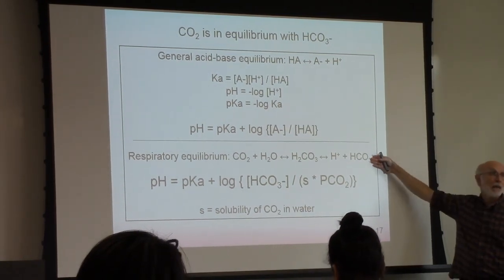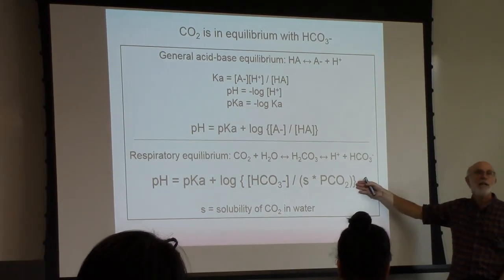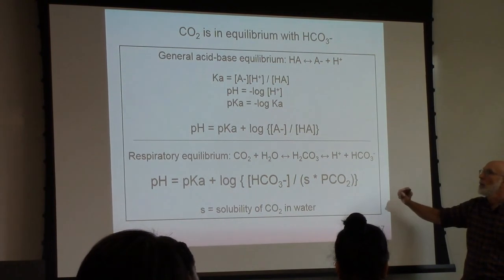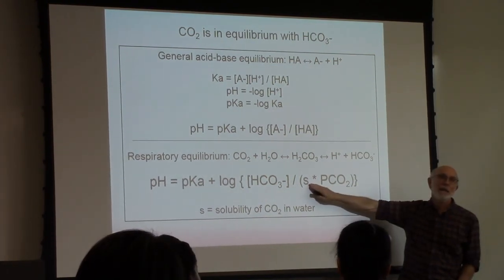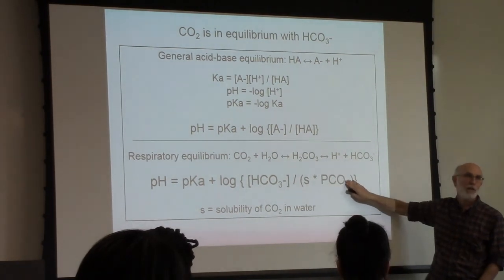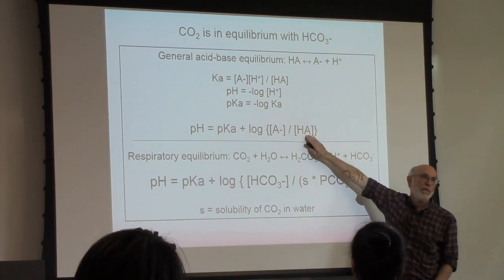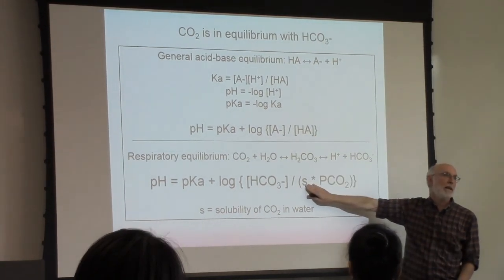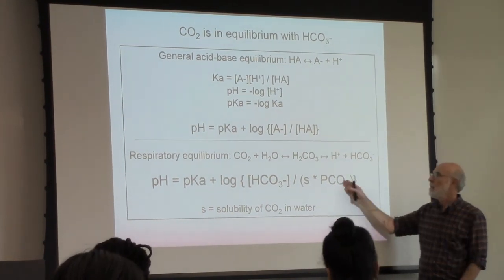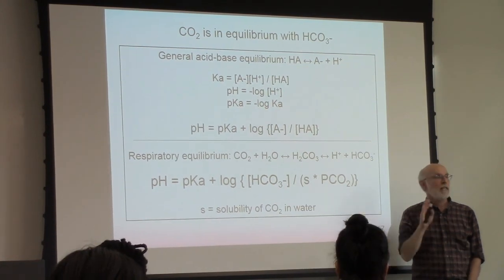Here is the acid-base equilibrium that we are working with. Here is the Henderson-Hasselbalch equation for CO2. What's this S? This is turning partial pressure of CO2 into concentration of CO2 by including the solubility of CO2. Partial pressure times solubility gives you concentration. You don't need to know that.